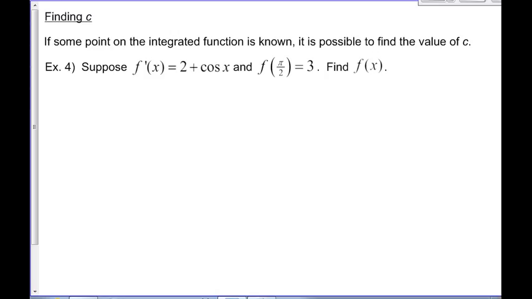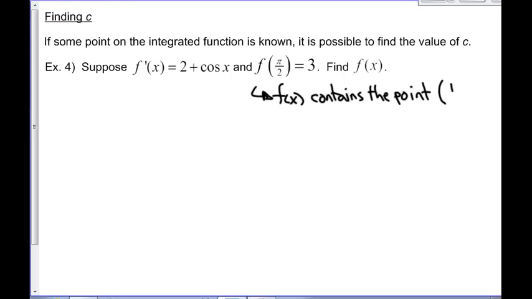From there, we've got some cases where we can find the value of c. So if some point on the integrated function is known, we can find the value of c. Let's check out this one. We know that the derivative is 2 plus cos x. And f at pi over 2 is 3. Meaning f of x contains the point pi over 2, 3. Okay. And at this point, we're assuming we're working in radians. Find f of x.